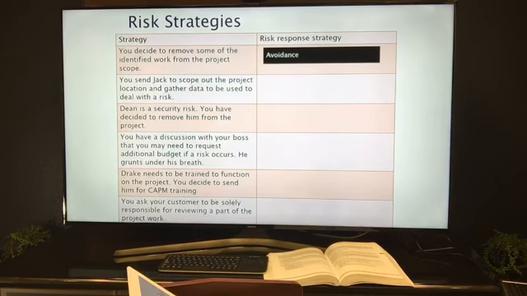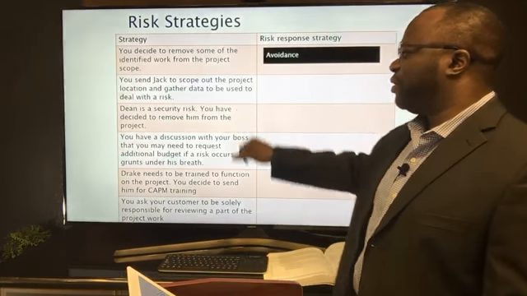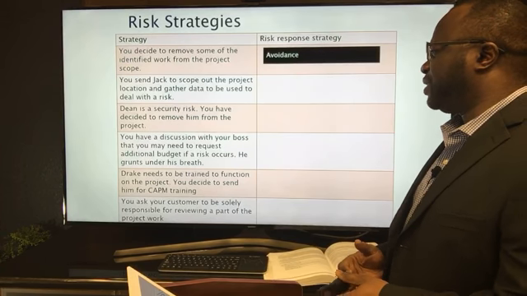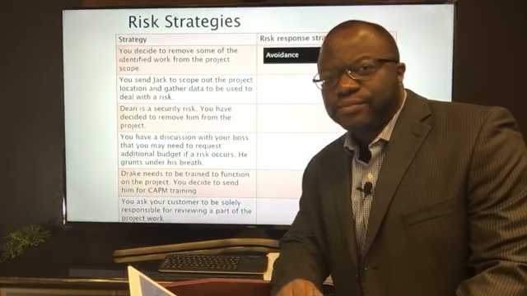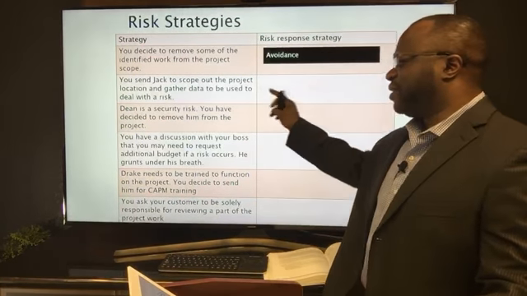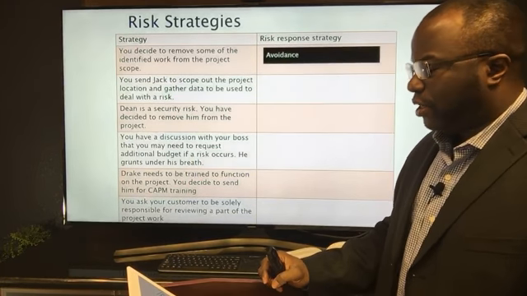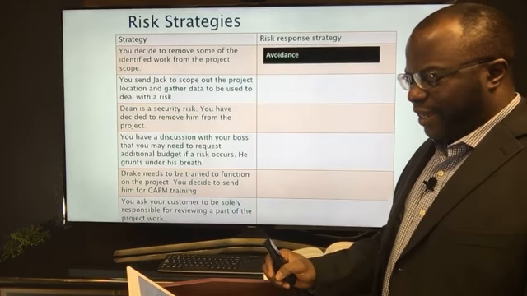Can I add a sentence that will change this question? I wish I could, but I don't think PowerPoint's going to let me do that. So let me do it on the fly. You send Jack to scope out the project location and gather data to be used to deal with a risk if it occurs. To deal with a risk if it occurs. What strategy is that? If I put the phrase, if it occurs, at the end, what does that become?